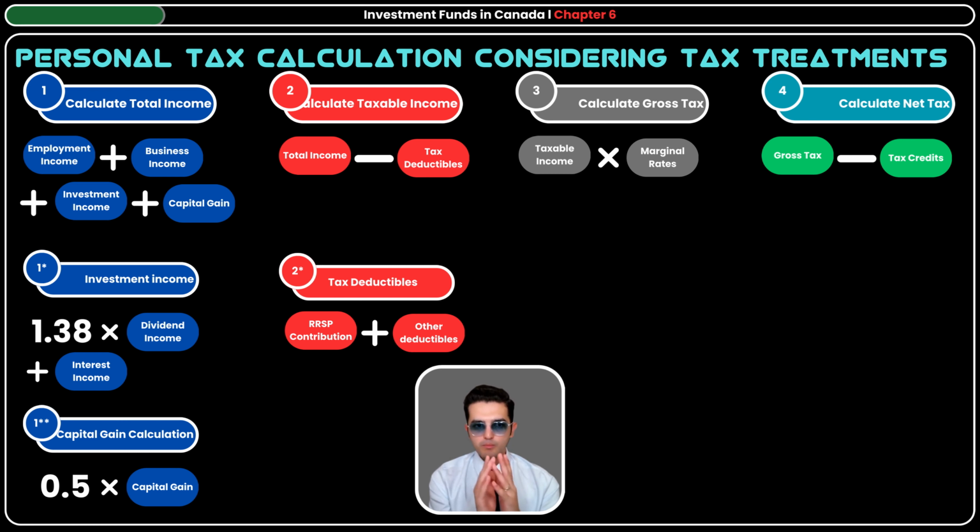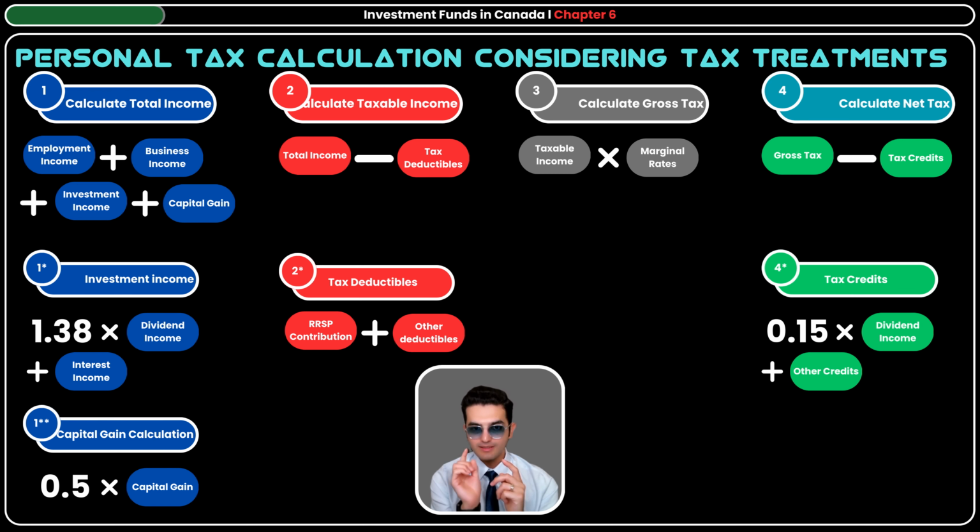But there is a very important point about dividends. Remember dividends? We grossed up by 38%. Now, the government's tax treatment for dividends: the government offers you 15% of dividend income as your tax credit. So the government grossed up your dividend income.